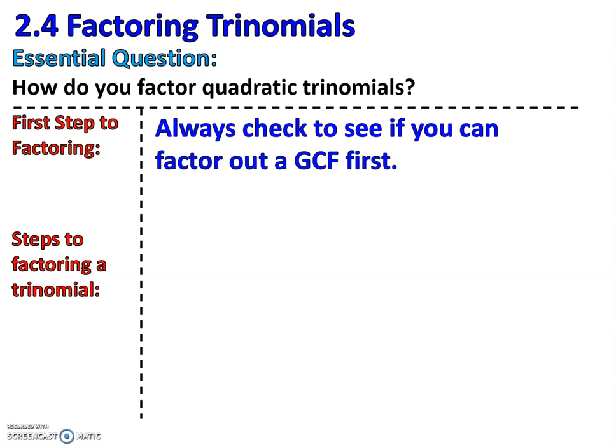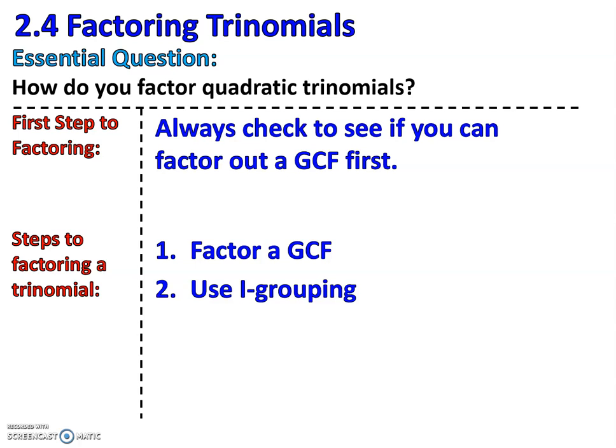So the first step in factoring is always check to see if you have a GCF first. That's your first step. You always want to factor out that GCF first. Second, after we've taken care of that, if there is no GCF or if the GCF is 1, then you leave it the way it is, and then we go to I grouping.